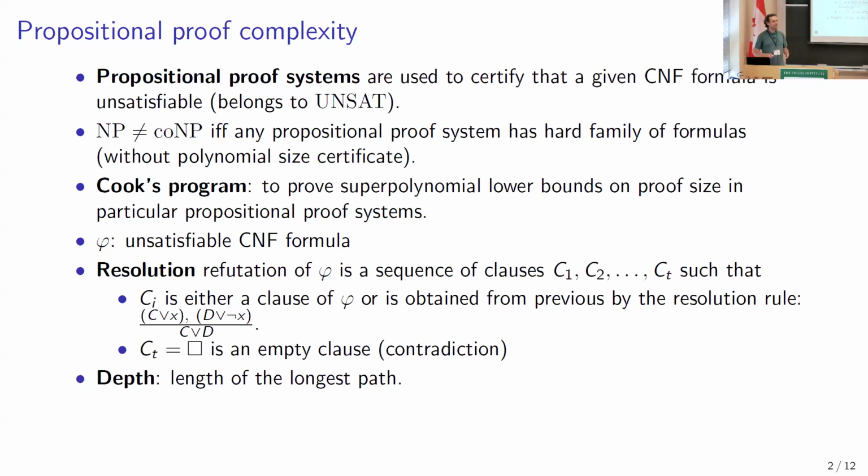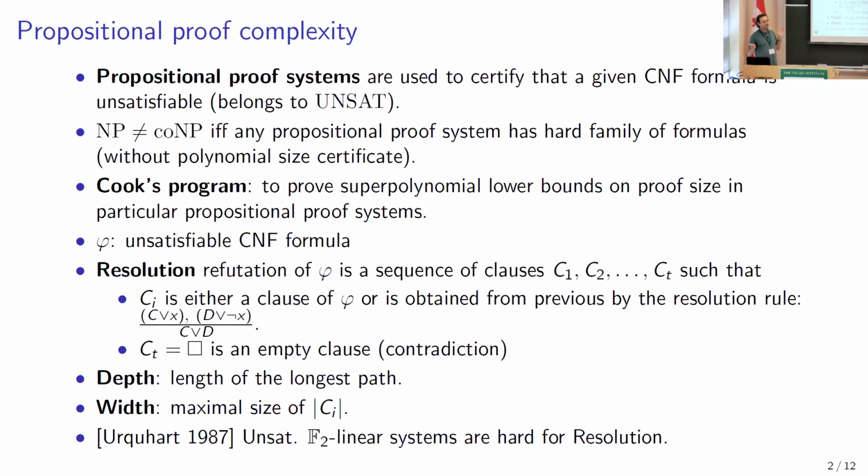The main complexity parameters are size, the number of clauses; depth, the length of the longest path; and width, the maximal size of a clause, where the size of a clause is the number of different variables in it. There are a lot of lower bounds proved by different techniques, but I want to mention that F2 linear systems represent CNF formulas that are hard for resolution.